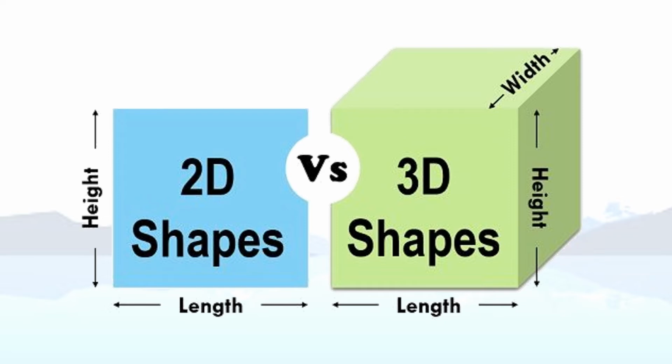So what is the difference between 2D and 3D according to the figure? As you can see here, along 2D, we only have the length and the height. Whereas when we are talking about 3D, we have the length, the height, and the width. So what makes them differ from each other is the width or breadth.